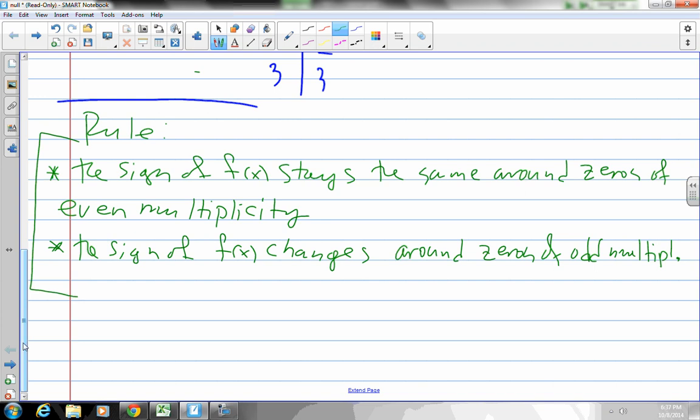Probably not in the book. We're kind of interpreting what's in the book for our guilty pleasures here, because this will help us later. But does the rule make sense? It's basically just paraphrasing the multiplicity concept.